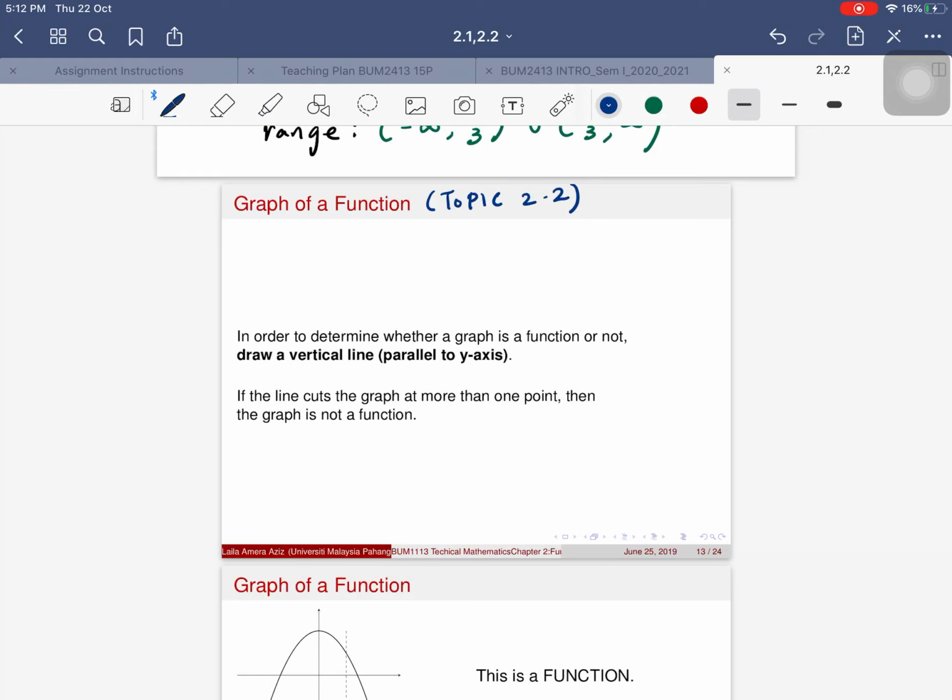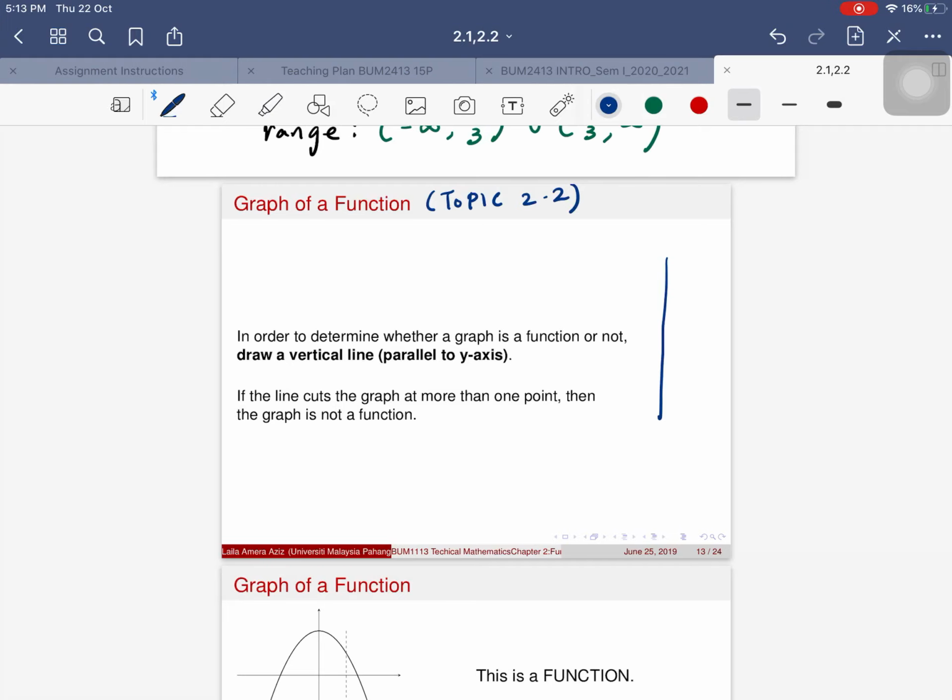So if we have a graph and we want to determine from the graph itself whether or not whatever we sketch is a function or not, what you can do is draw a vertical line. A vertical line is a line that is parallel to the y-axis. Vertical in Malay is menegak. So line yang menegak; horizontal means melintang and vertical is menegak, right?